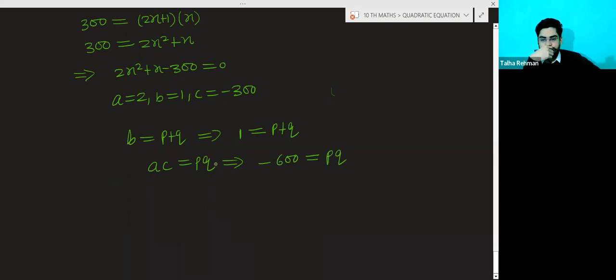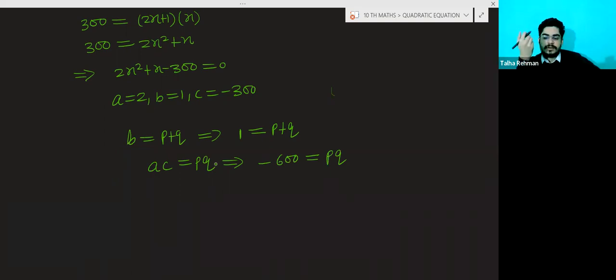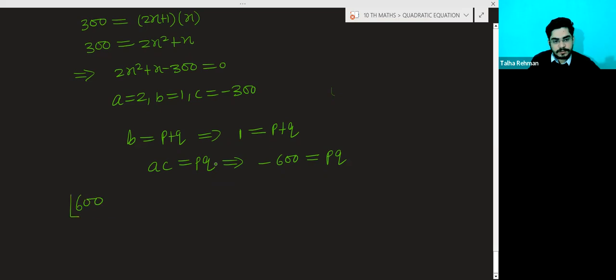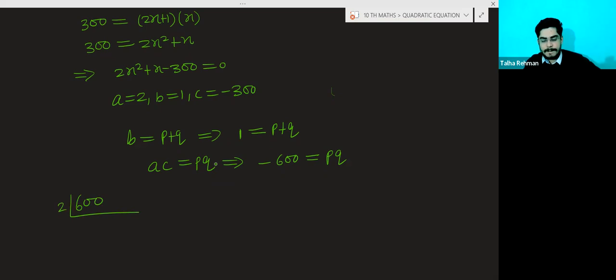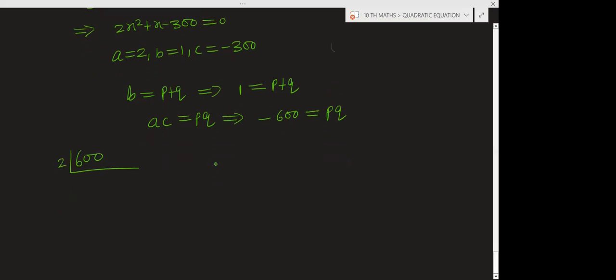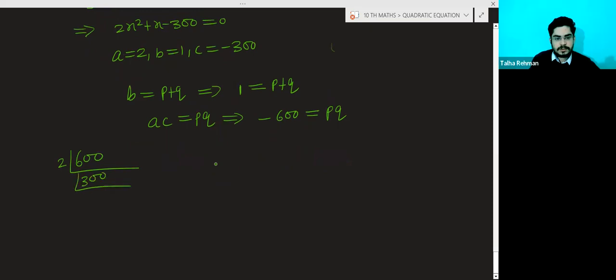Now what will we do here? We will do the factorization of 600 first. Do you know now how to factorize? Yes, sir. Very easy. 300, 150, 75, 25, 5, and 5. Now 600 can be written as 2 to the power 3 multiplied by 3 into 5 to the power 2.